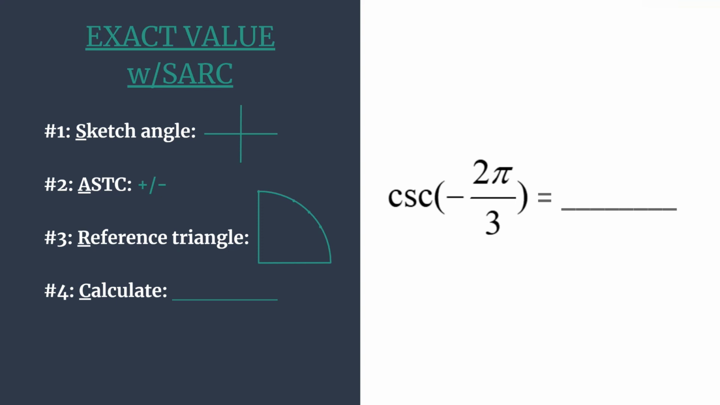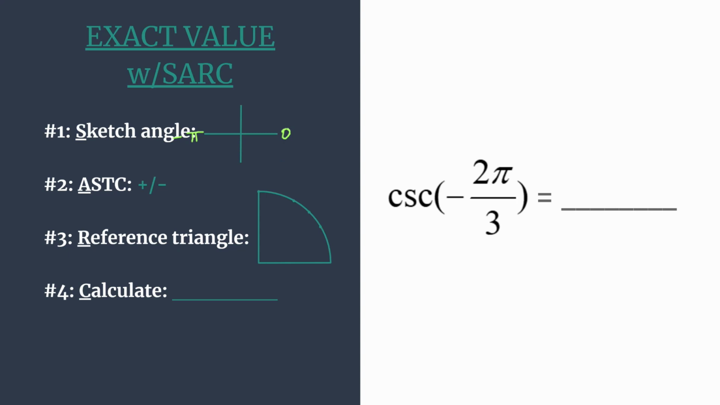As we begin, we know our first step is to sketch the angle's terminal side. We should notice that our angle is negative. All this means is that we have clockwise rotation. So moving from our standard position, 0 radians of rotation, we know that a half rotation of clockwise rotation would get us to negative pi.